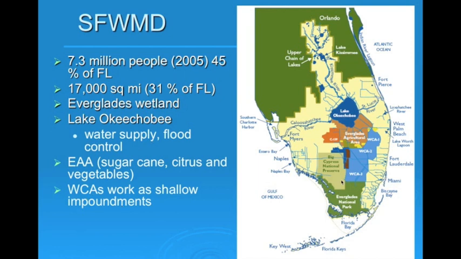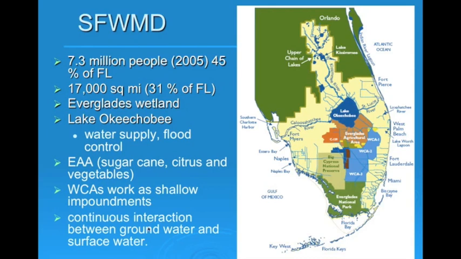These WCAs, the water conservation areas, work essentially as shallow impoundments, very large pools of water that are probably a few feet deep. In the majority of cases, at the highest there might be 6 or 7 feet deep, and at the lowest they can actually be completely dry. And as I mentioned before, the karstic soils present a situation in which there's a continuous interaction between groundwater and surface water. So it's really difficult to differentiate those two environments, because you have this very, very permeable soil close to the surface.